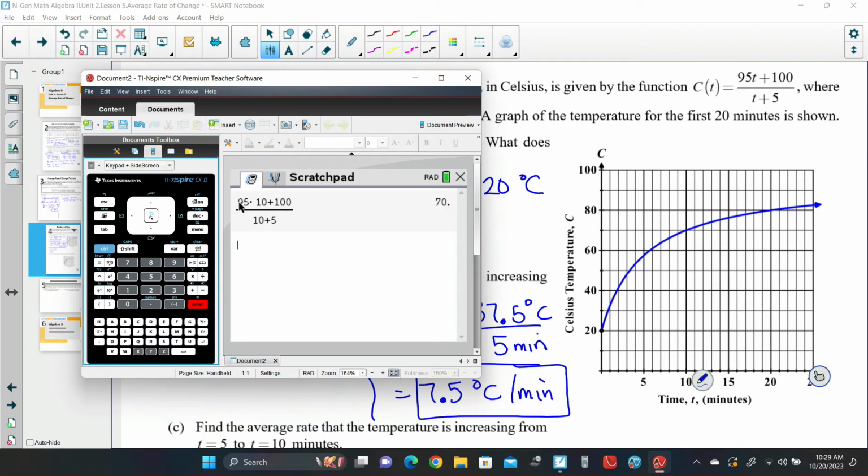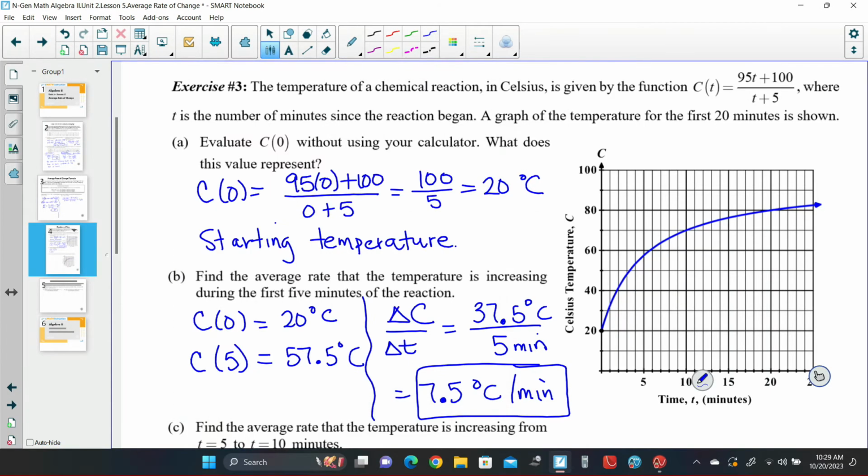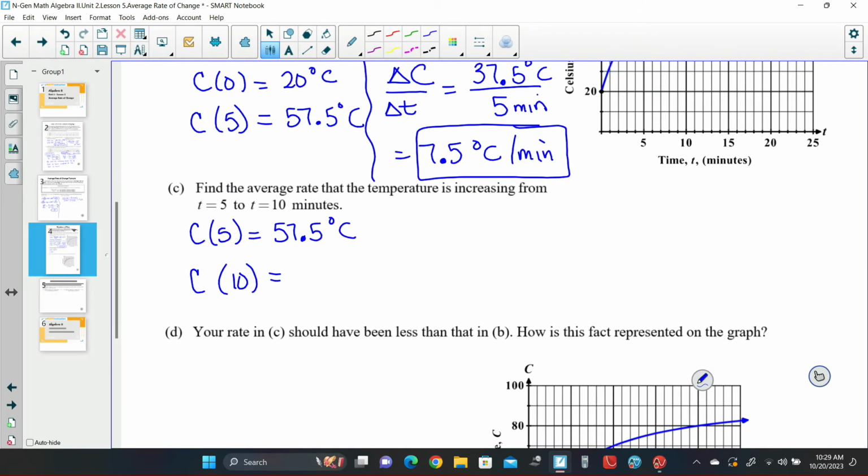And yeah, I could have even seen that from the graph. Okay, so we'll just kind of keep it this way. So C of 10 is 70 degrees Celsius. So now I want the change in temperature over the change in time, which will be 70 minus 57.5, all divided by 5 minutes.